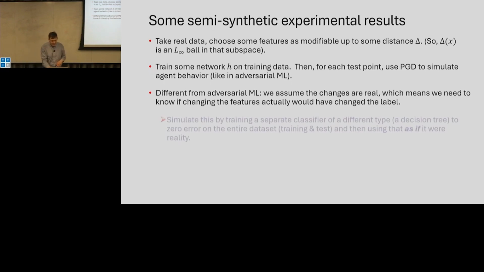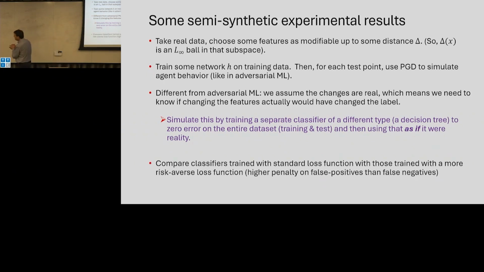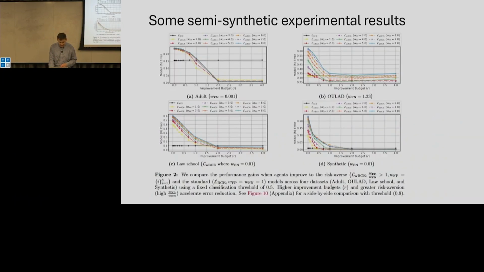So we just create a proxy by simulating. We need to know F star. We don't have it. So we simulate by training a separate classifier of a different type, decision tree in these experiments. There's zero error on the entire data set, training and test. And then using that as if it were reality to evaluate the final thing after they've moved. Okay, you could imagine doing this a different way. Then we can compare classifiers trained with standard loss functions with those trained on some more risk-averse loss functions. For instance, putting higher penalty on false positives than false negatives to cause the classifier to move in a more risk-averse direction.